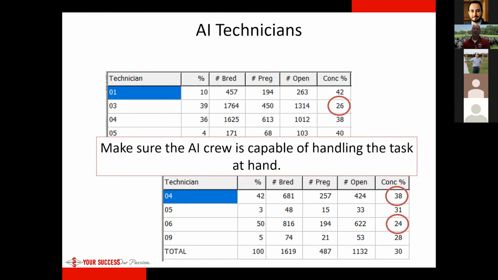Someone that is fresh out of an AI school is not someone that I'm going to throw out there and have breed big groups of cows. Maybe if you've gone through an AI class, you want to get your feet wet, go synchronize a group of maybe 10 or 15 cows, do some heat detection where you're breeding a few cows to make sure you're competent, you're confident in your skills to get the task performed.